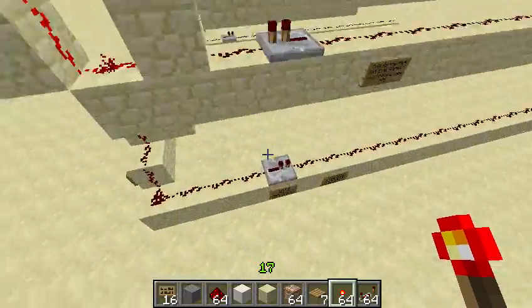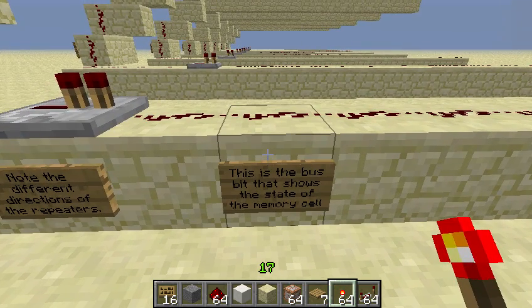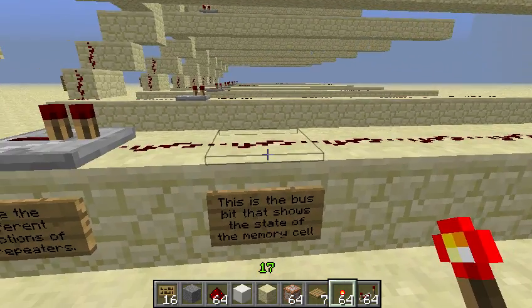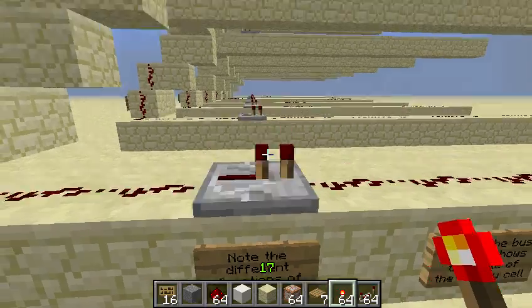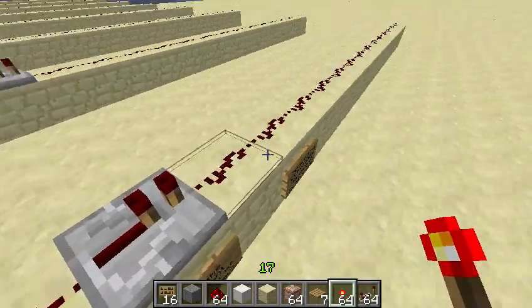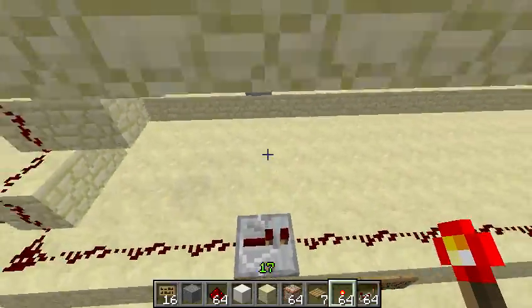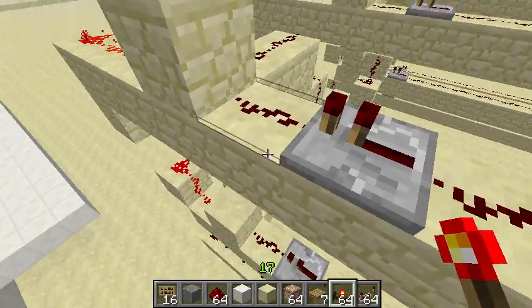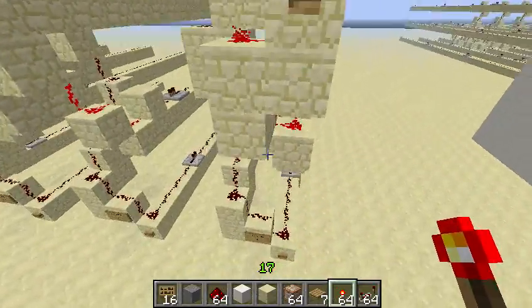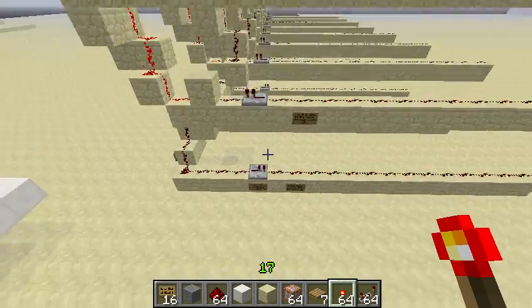I think we have just about covered everything. Let's see. This is the bus bit that shows the state of the memory cell. Yeah, I had mentioned that's the state. Now, there are 3 repeaters here. You'll notice this repeater is facing out. This is a read of the memory state. And this repeater, as well as the other one above it, go up, they are both facing in. They change the state of this vertical 1-bit memory cell. So, I think that wraps up everything.